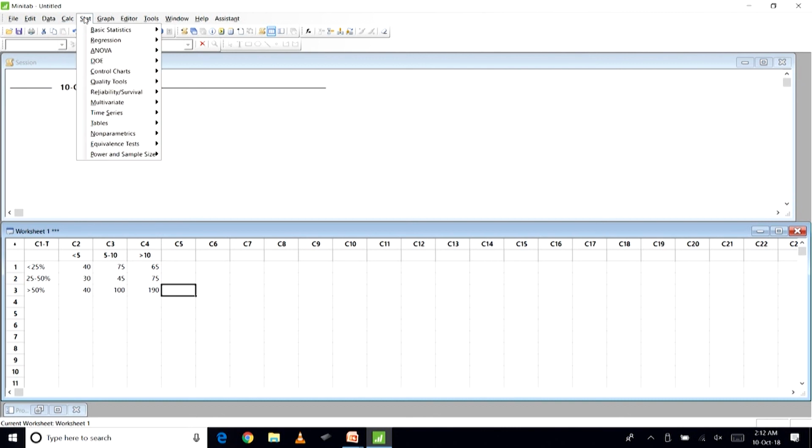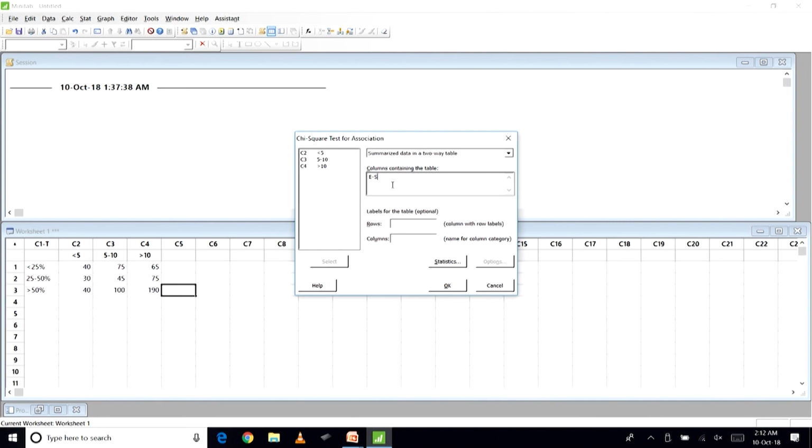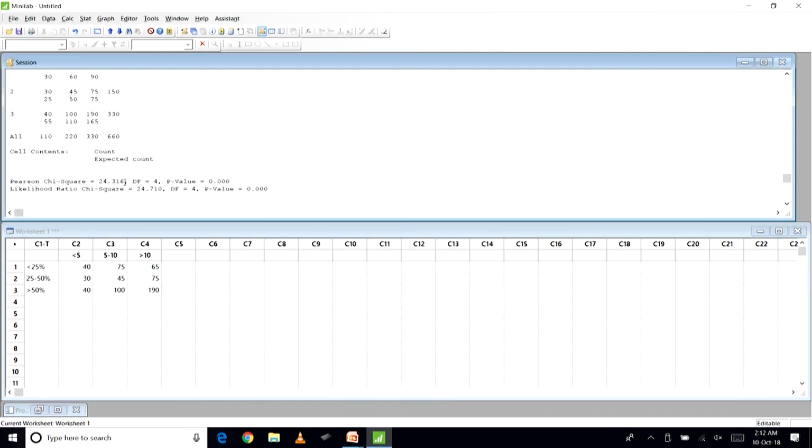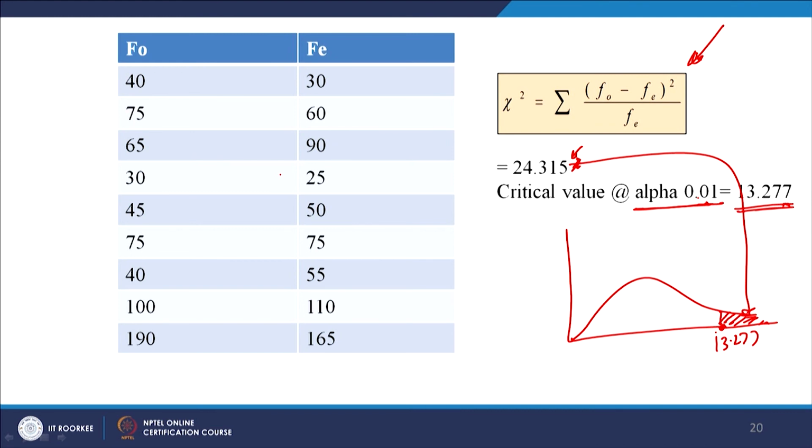So, just go to Stat, Tables, chi-square test for association. You just select all these columns and go to statistics and of course, OK. So, this is what is calculated, 24.316, yes, just see, 24.315 is this. And are we rejecting null hypothesis? Yes, we are rejecting null hypothesis.